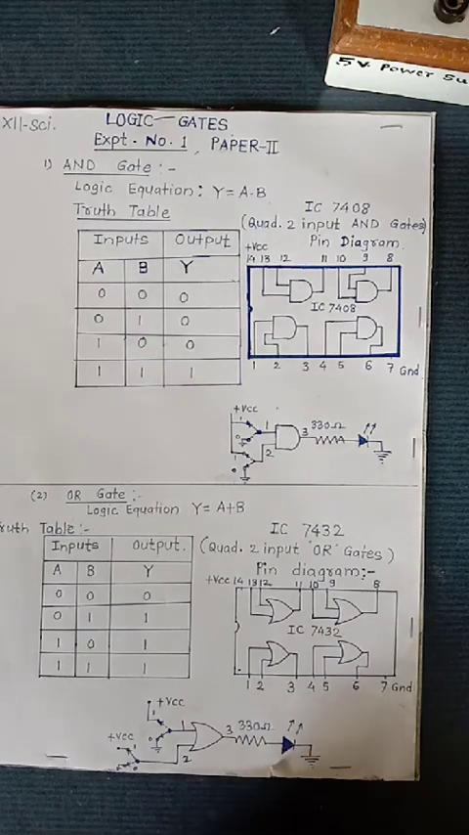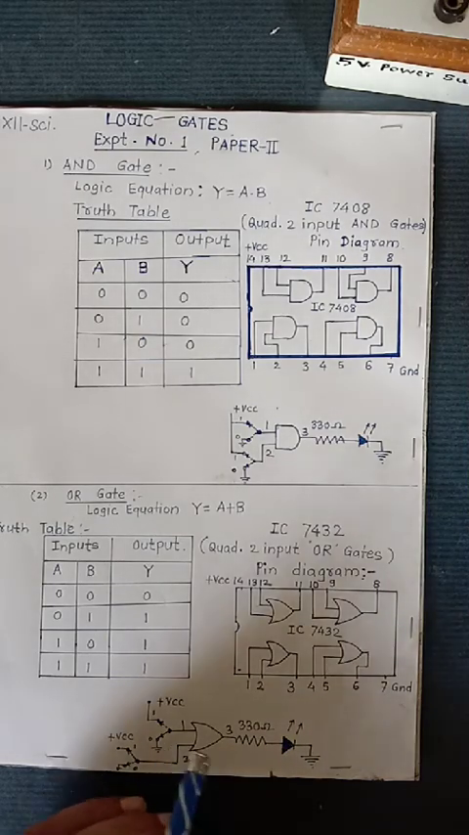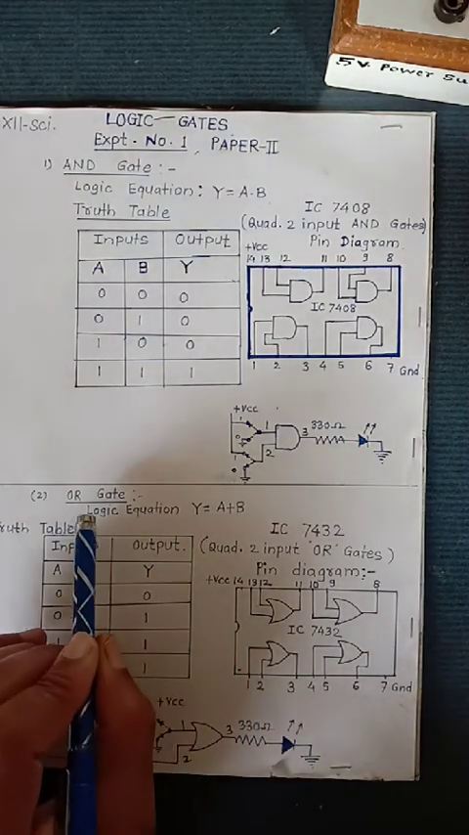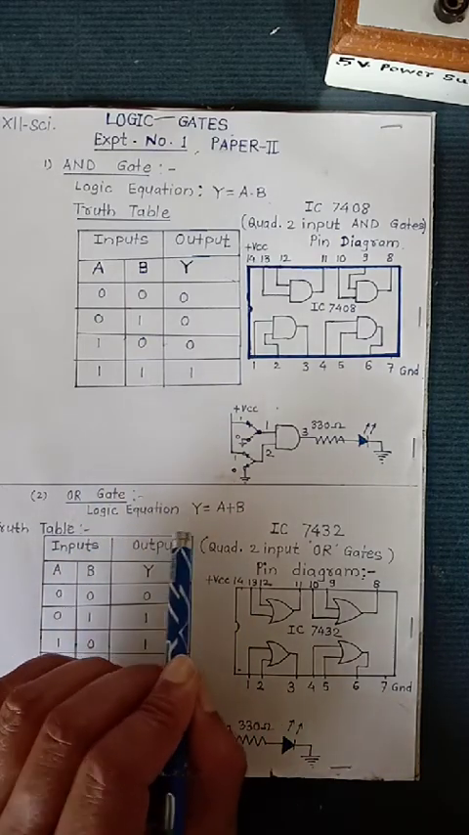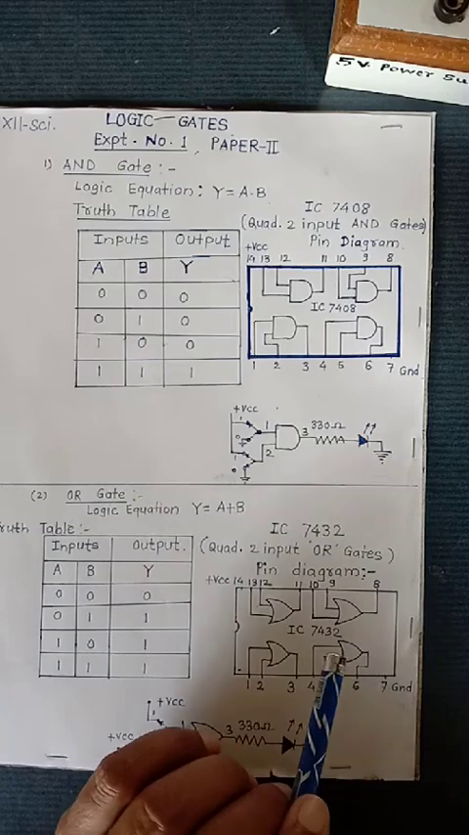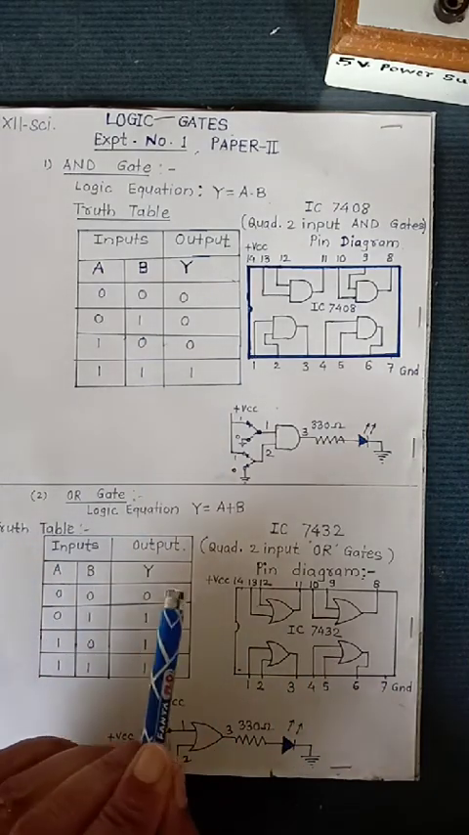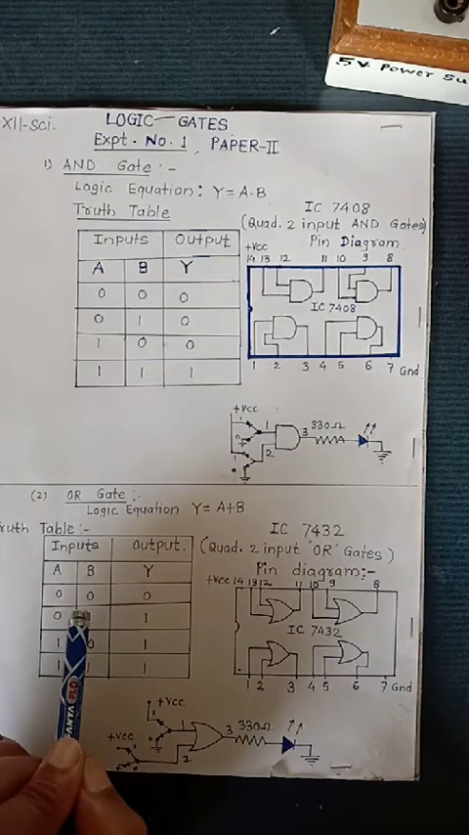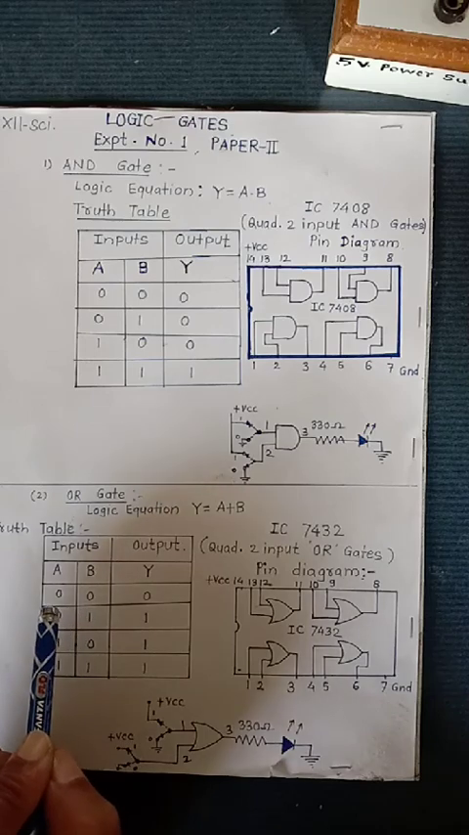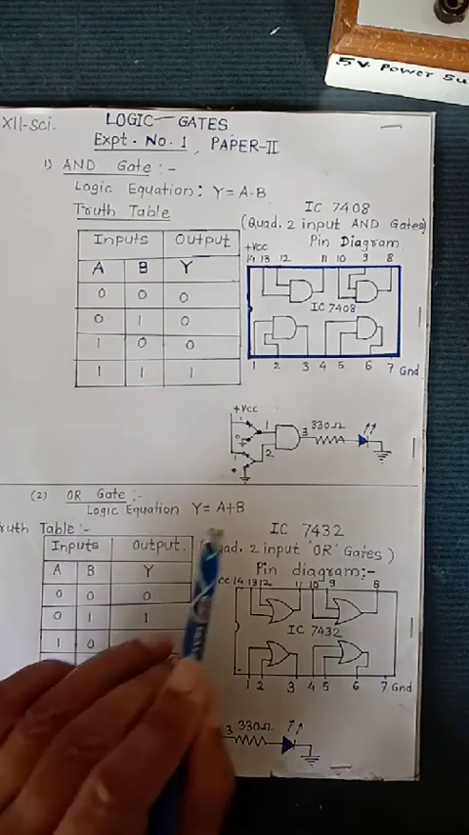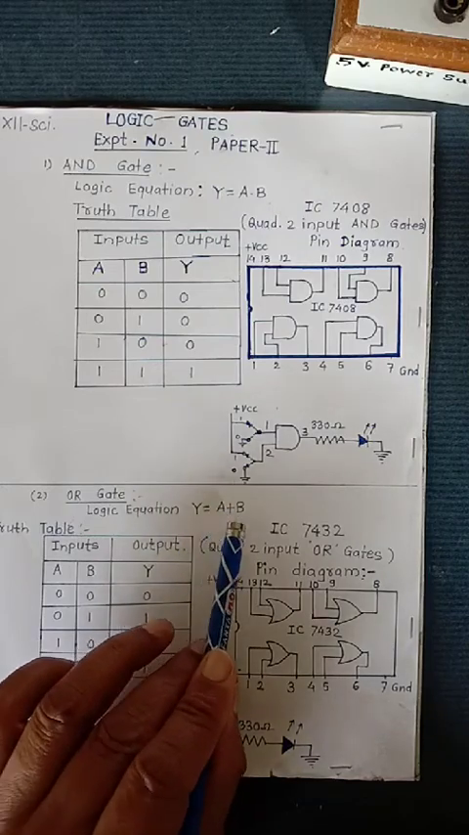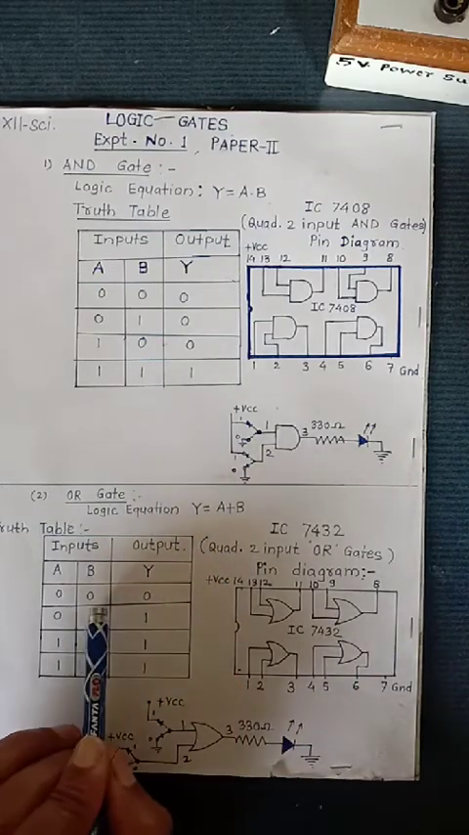So see here, the OR gate. What is the logic equation for the OR gate? The logic equation for the OR gate is Y = A plus B. So see the truth table here. If inputs are low, that is both inputs are low, 0 0, then output should be 0 because 0 plus 0. Y is equal to A plus B, so 0 plus 0 is 0.